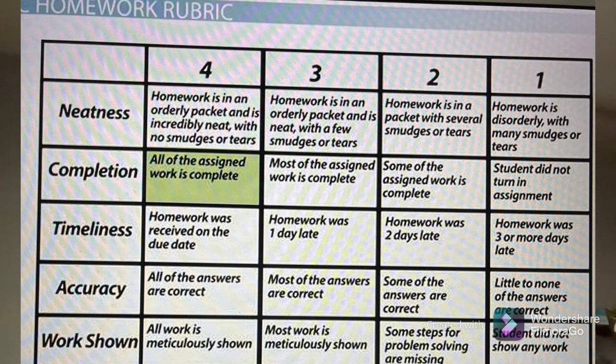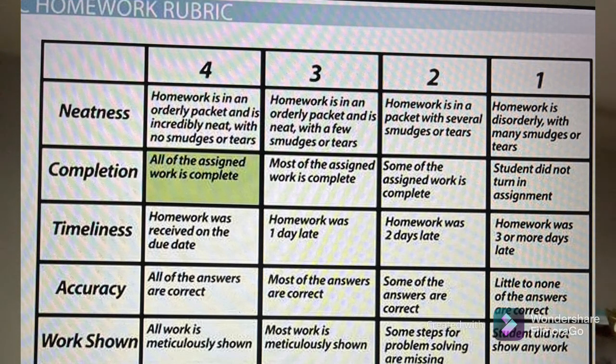In this example, 4, 3, 2, 1 are the scores to be given, and neatness, completion, timeliness, accuracy, and work shown are called the variables, or the criteria. For each criterion, say for example neatness, we have the indicators, or the basis of scoring. Indicators are what are being used as descriptors for its criterion.